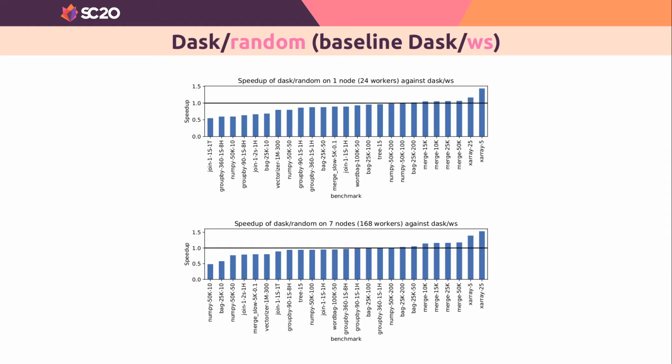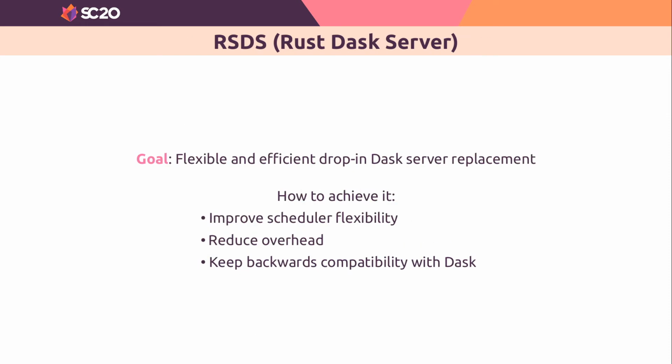As I already said, we couldn't easily test other schedulers in Dask, and we found that reducing the overhead of the Dask server significantly is difficult, as it is written in Python. Therefore, we have decided to create RSDS, which aims to be a flexible and efficient drop-in replacement for the Dask server. To achieve this goal, we needed to improve scheduler flexibility to facilitate experimenting with different schedulers, and we needed to reduce the runtime overhead. Also, to make RSDS practical, we needed to make it backwards compatible with Dask.